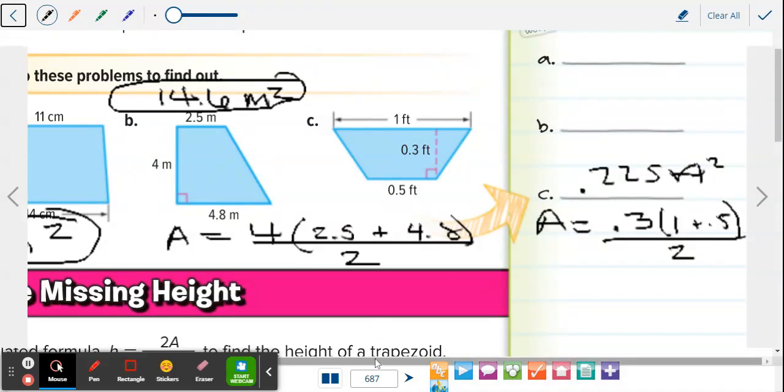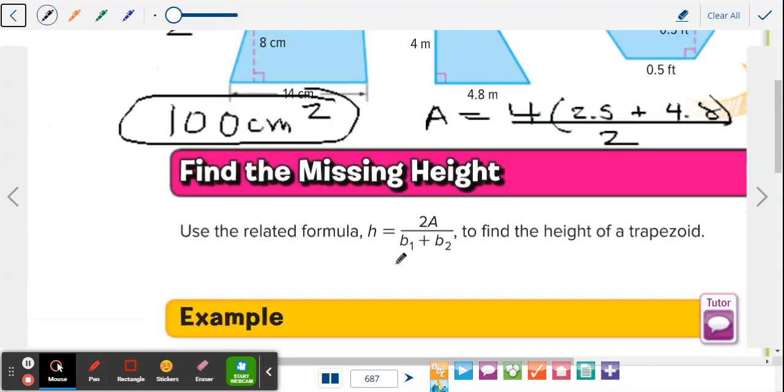All right, the next part of this is there's another part where they want you to find the missing height. Okay, so they'll give you the area, but they want you to find the height of the trapezoid. So they give you an actual formula for this. So it's height equals 2 times the area divided by base 1 plus base 2. So you're still just filling in 3 things. All right, and I'll show you how this works.